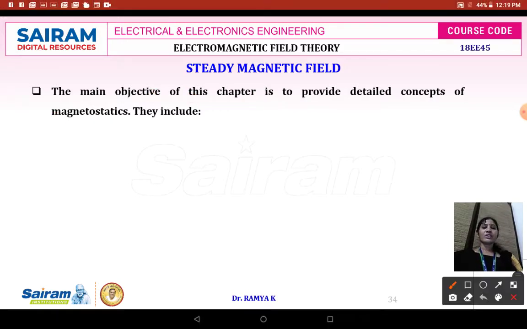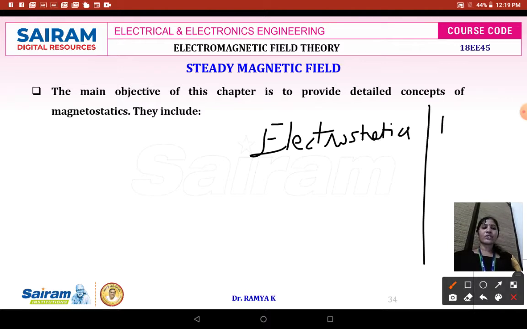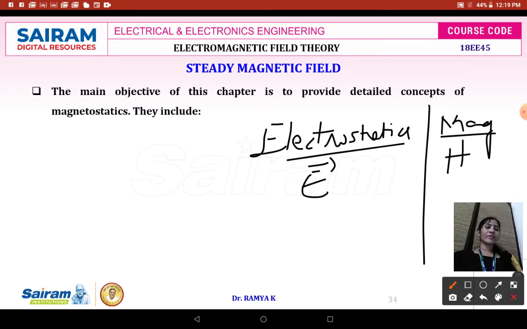In the previous session, we have seen about electrostatics. Now here I will show the difference between electrostatics and magnetostatics. In electrostatics, we have read about the electric field strength. In magnetostatics, we will read magnetic field strength.